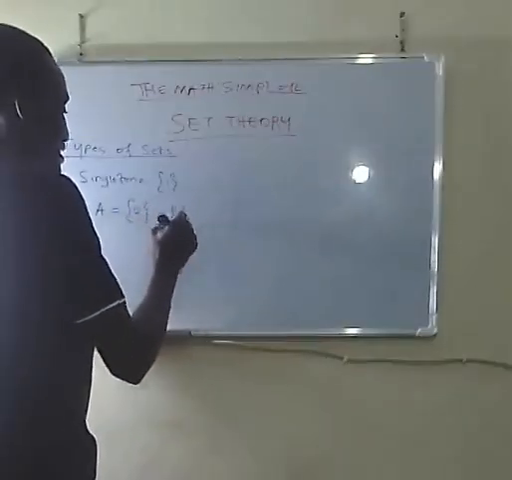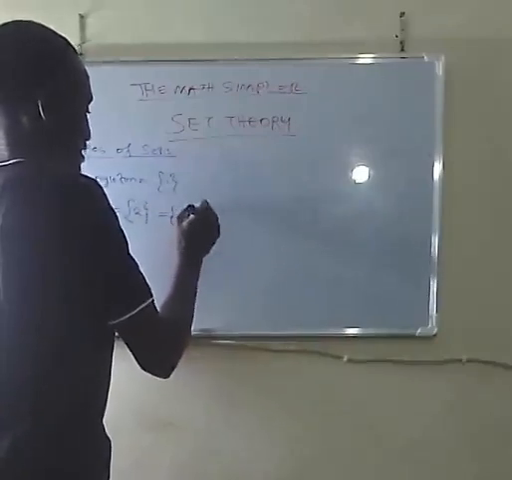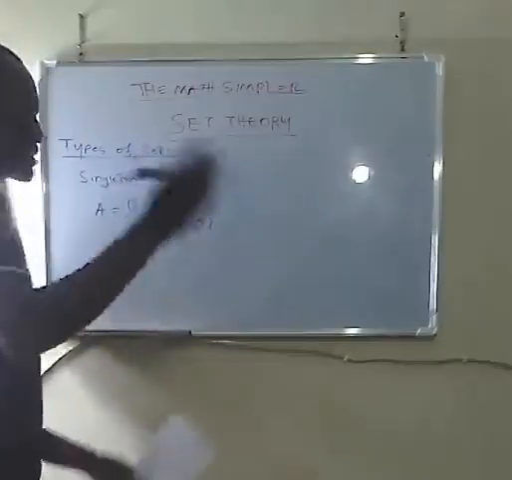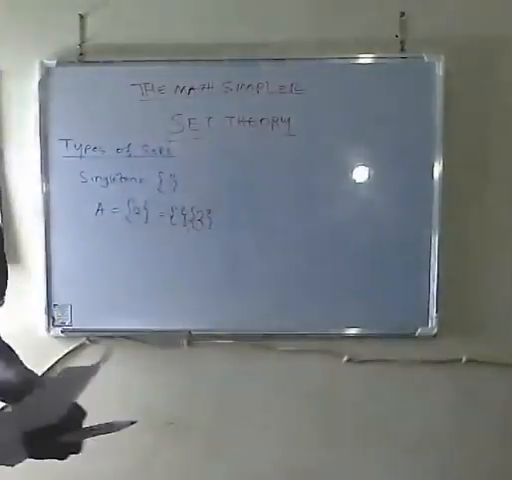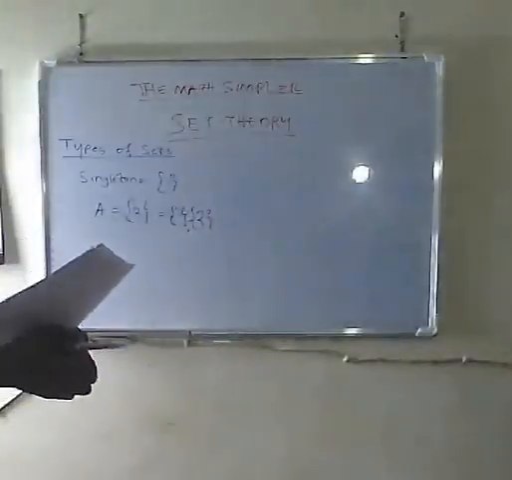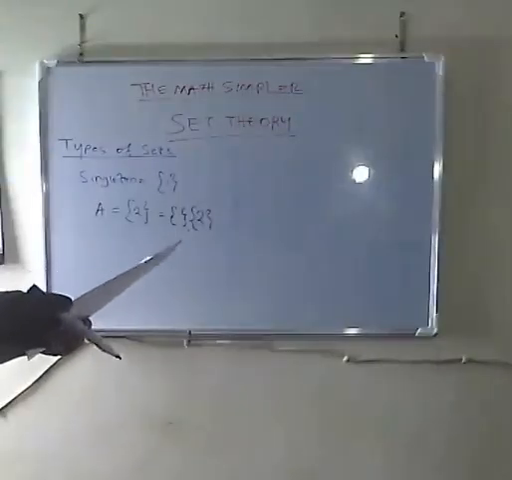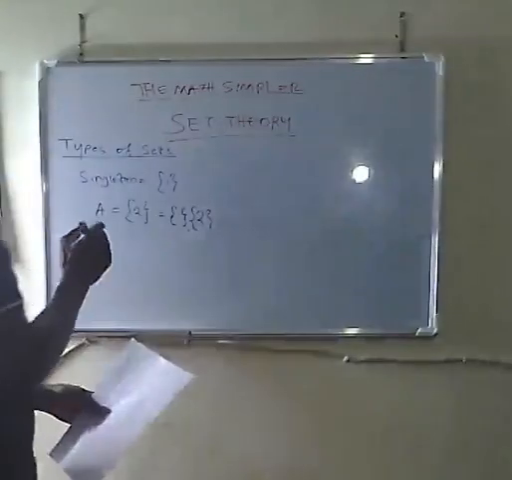The next one we have is the empty set, which we had already discussed. That is a null set, a set with no element. Another one we had also discussed is finite.